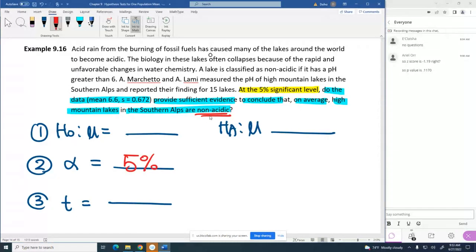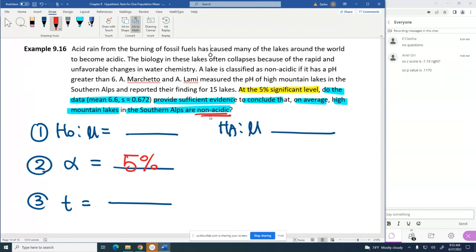pH level? The pH level tells whether something is acidic or non-acidic, right? Yes, it's orange juice or anything like that, which is acidic, right? And water is neutral, right? Yeah, and I don't know.